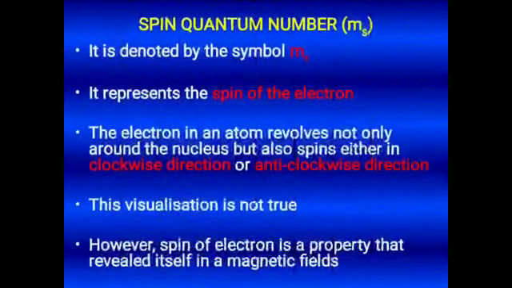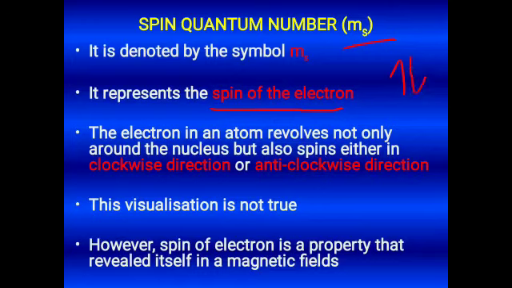The next quantum number is the spin quantum number. It is denoted by the symbol m to the base s. It represents the spin of the electron. Each and every orbital, whether it is an s orbital or p orbital or d orbital or f orbital, can hold either one electron or 2 electrons. If only one electron is there, it is represented like this. If 2 electrons are there in one orbital, it will be represented like this. There are 2 chances, either holding 1 electron or 2 electrons in each orbital.